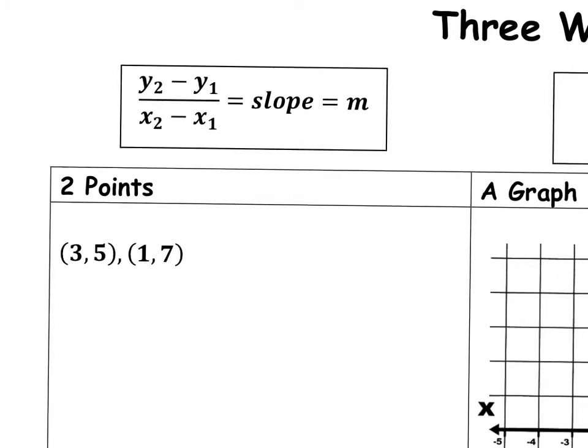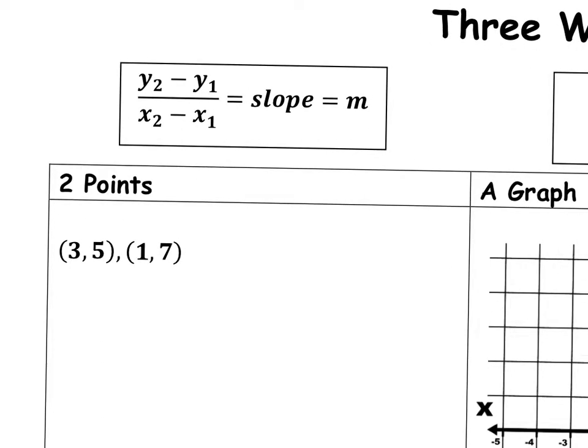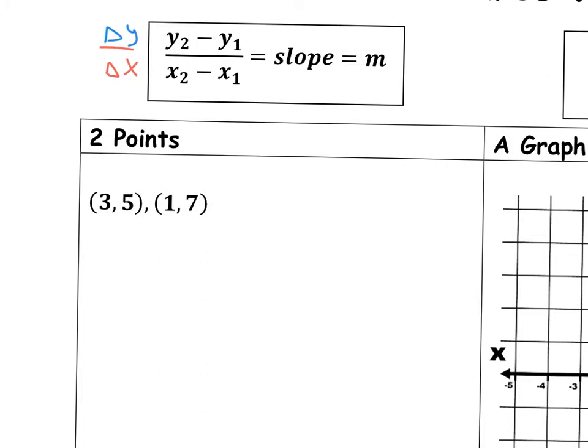Y2 minus y1 over x2 minus x1. All that means is your change in your y, how much it is changing from one y to the other, over your change in your x. Okay, that's all that's finding. All right, so over our first example here, let's just get in the habit of always writing the slope formula so that way we remember it. So y2 minus y1 over x2 minus x1, okay?